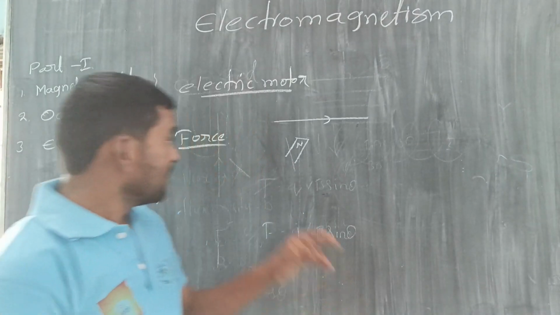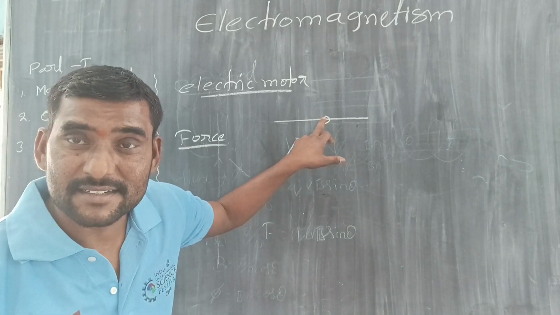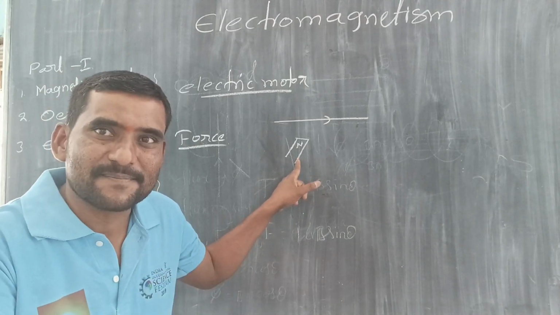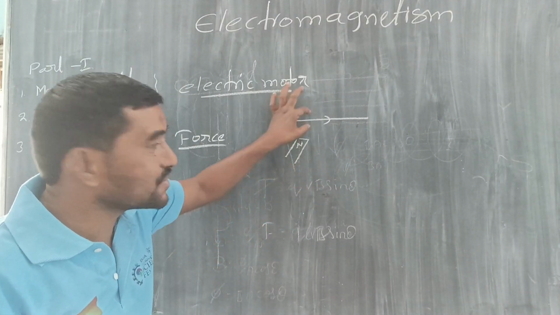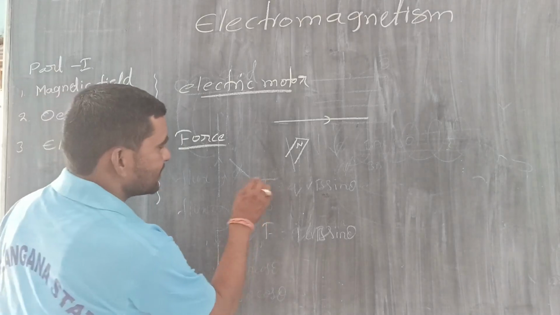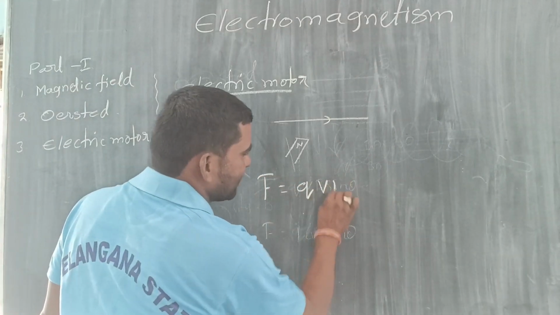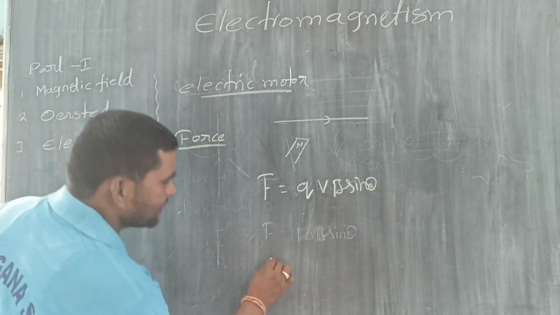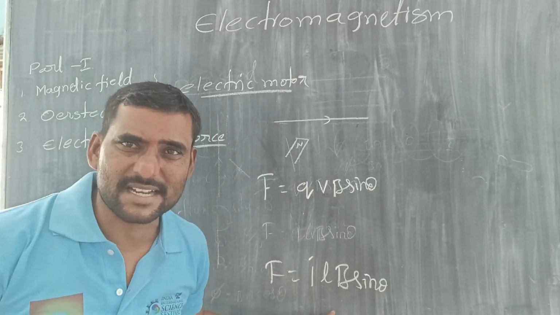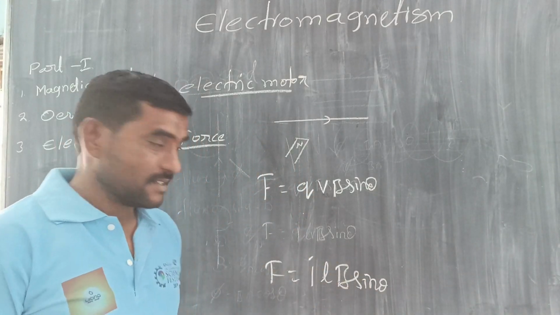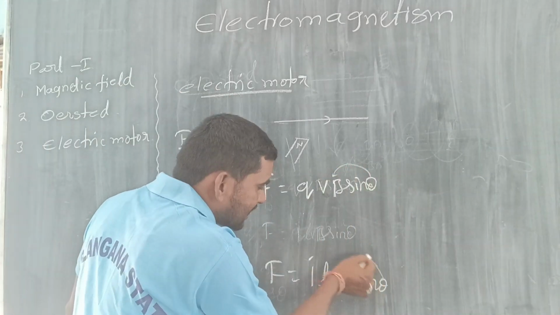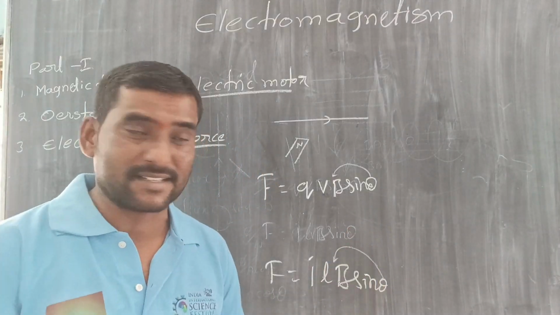Next one, force. When I take a copper wire with current, a magnetic field will form around it, as you already know. When I bring an external bar magnet, due to this magnet some force will act on this wire, and due to that force it may deflect. How much is that force? If it is a charge, it is QVB sin theta. If it is a current, it is ILB sin theta. Don't write Bil sin theta; write ILB sin theta and QVB sin theta, because this theta is between V and B, and this theta is between L and B.